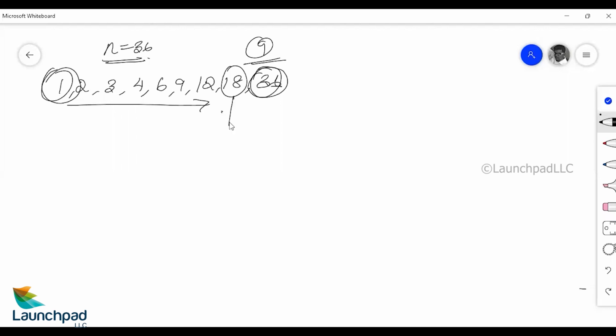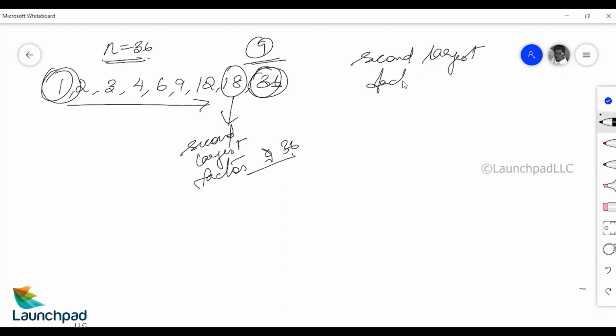So talking about the second largest factor of a given number, which is the second largest factor of 36, and simultaneously the second largest factor of any number, whether it is an even number, a prime number, an odd number or anything else. The second largest factor of any number is always equal to or less than n by 2. It is never possible for a number to have a second largest factor which is more than half of its own number.